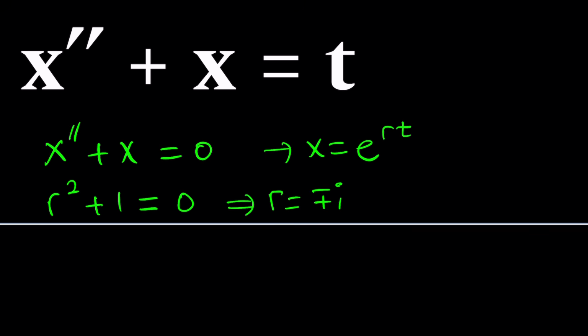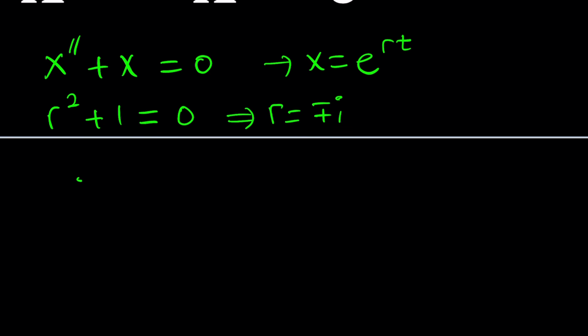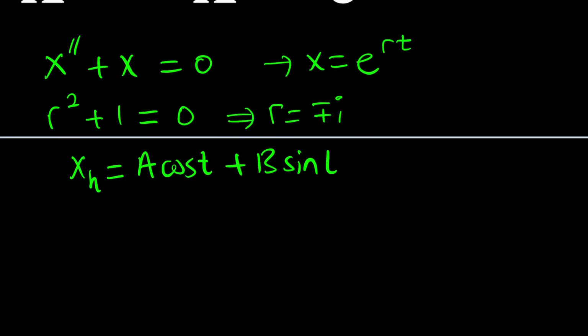Since the solutions are not real, we're going to write this as an exponential, so the solutions are going to be like e to the power it and e to the power negative it. But of course, we're going to be looking at a linear combination of these. So in other words, using the trigonometric version, we can write our homogeneous solution as a times cosine of t plus b times sine of t. Okay? Now let's go ahead and continue with this part.